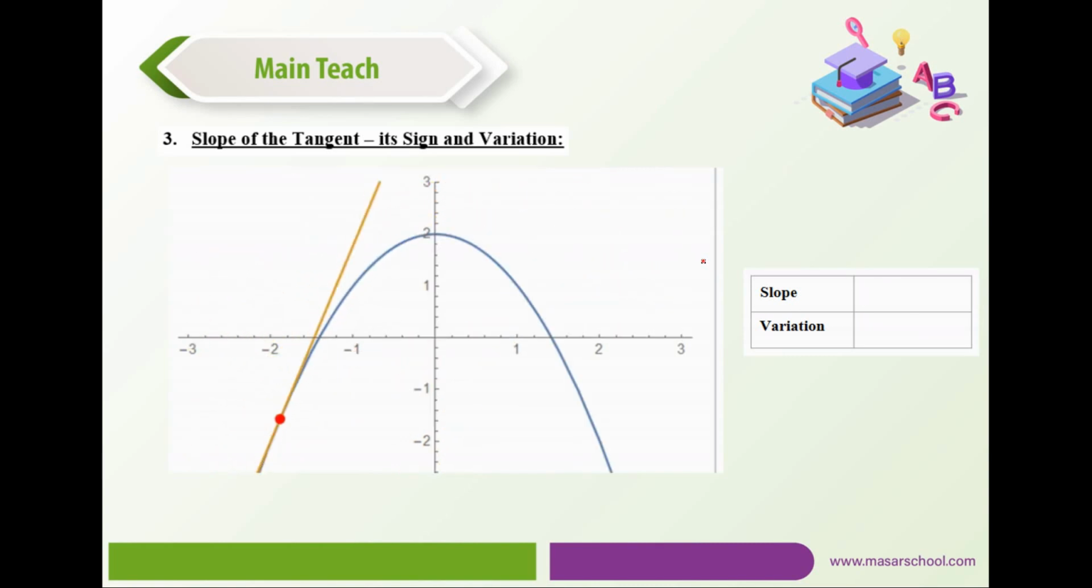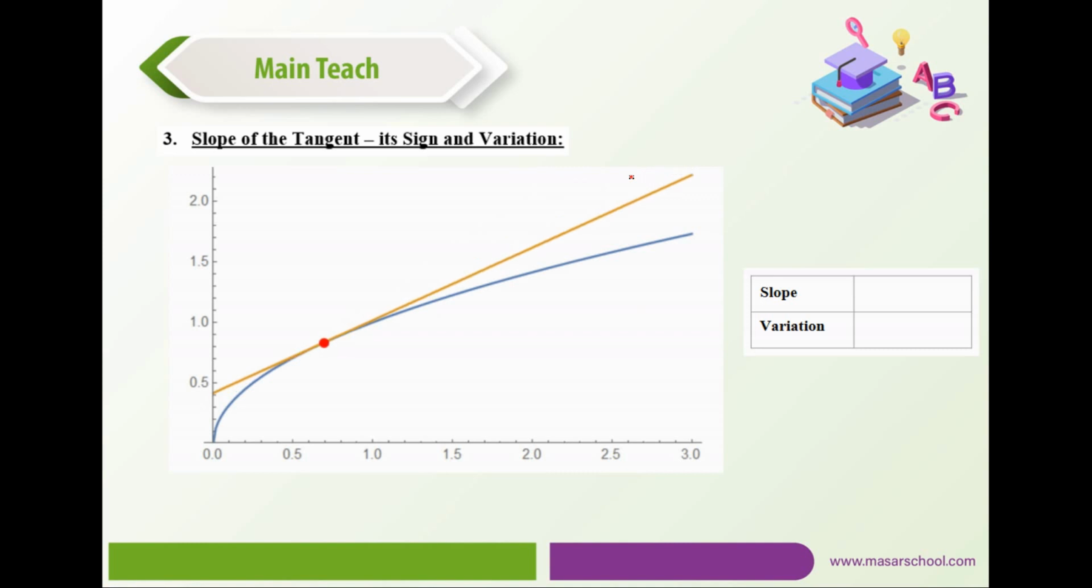Now we have this function. We will consider this interval. The line is pointing up, so the slope is positive. You notice that it's rotating in this manner, then the variation is decreasing. Now what about the other segment? In this segment, the slope is pointing down, so it's negative, and its variation would be decreasing because it's rotating in this manner, clockwise.